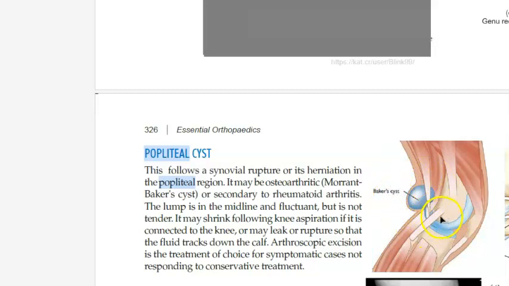So basically the synovial membrane, right, there is some herniation. So it can be because of osteoarthritis or rheumatoid arthritis, right? So it is also called Morant-Baker cyst. So you can see that word here, Baker cyst. So basically you can aspirate this fluid, or this may rupture and the fluid can leak into the calf, right? That is the muscles below. So you can also do arthroscopic excision of this lump, okay, or this cyst.